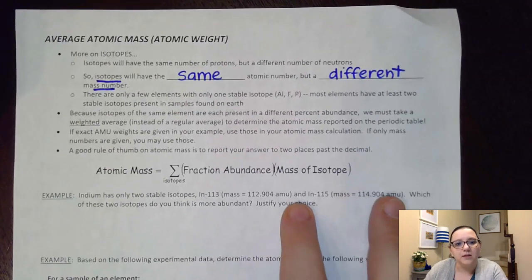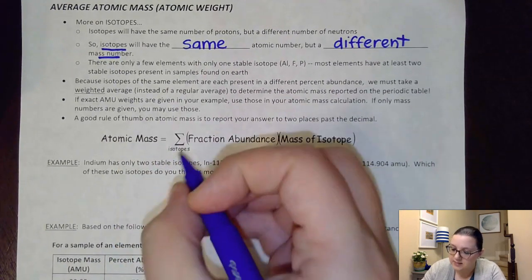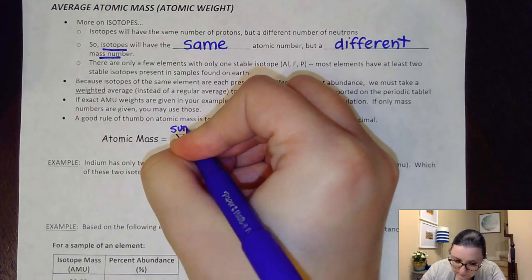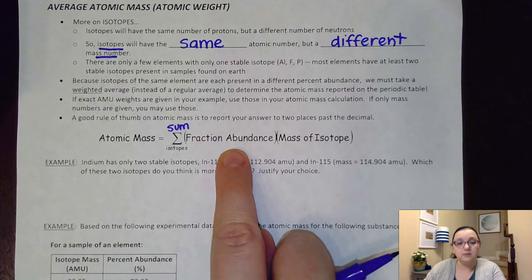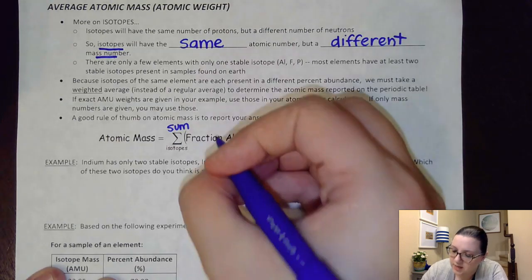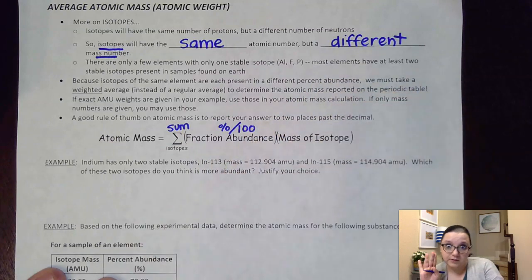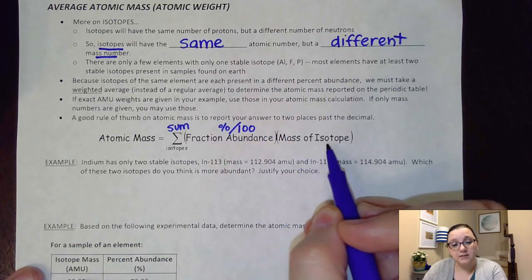And so this formula might look familiar to you. Atomic mass is this crazy looking symbol. As a reminder, that is the sum symbol. It is the sum of the fractional abundance. So instead of a percent, I would change it over into a fraction, which is just done by taking our percentage and dividing by 100, or moving your decimal over 2 places, right? And then we multiply by the mass of the isotope.